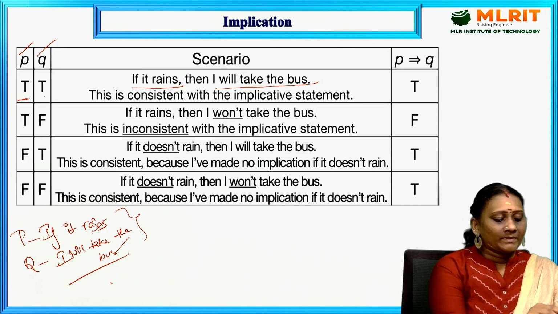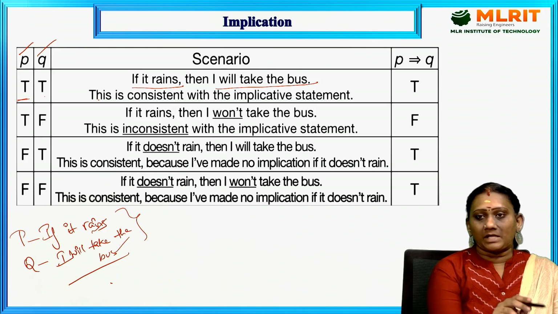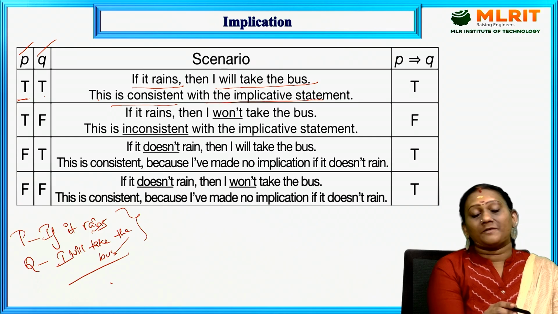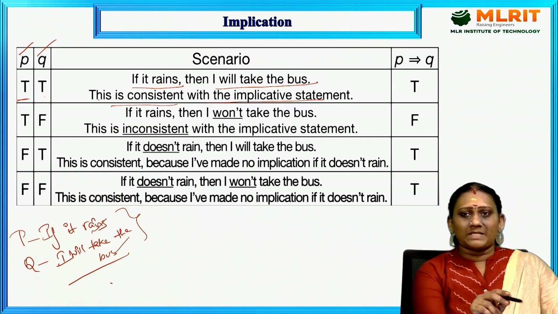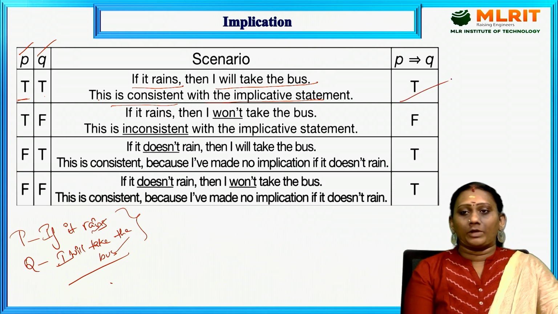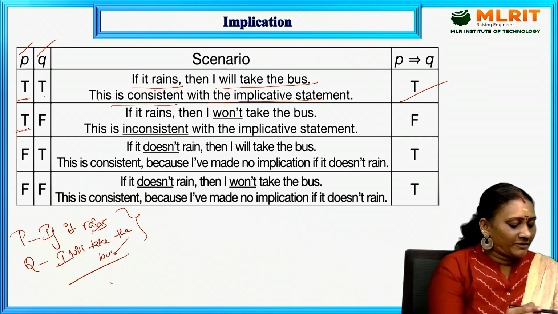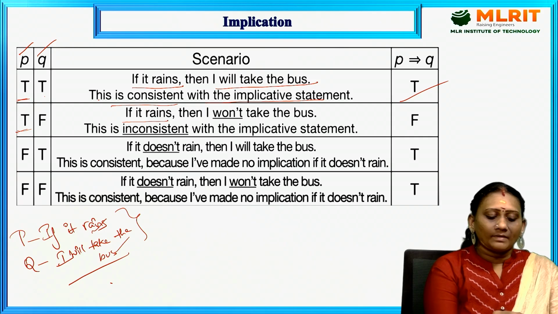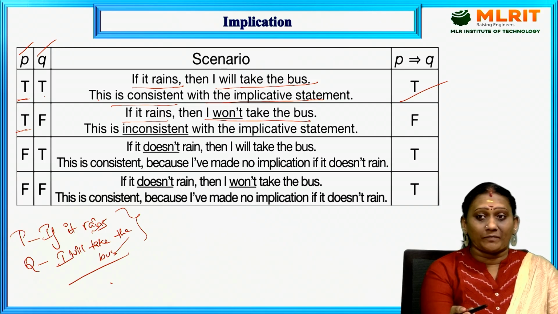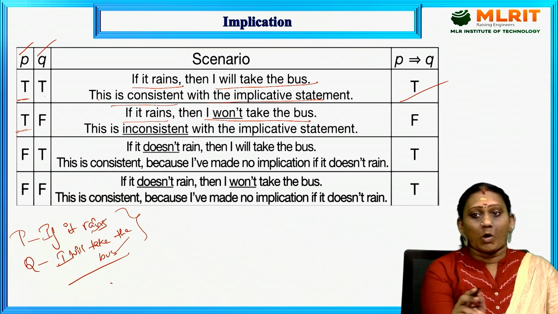So by this combination, I'm going to make some small analysis, and I'm going to give the truth value for that. If this is consistent with the implicative statement, I can say that this particular statement is consistent because both are true values, and hence my output will be true in this combination. Coming to the next combination, my first statement is, if it rains, then I won't take the bus. The opposite of I will take the bus is false, meaning I will not take the bus now.